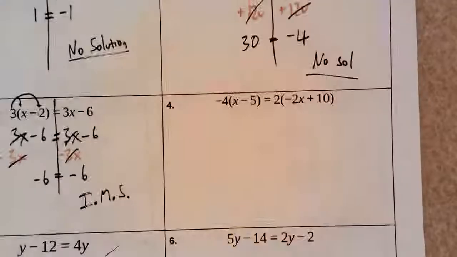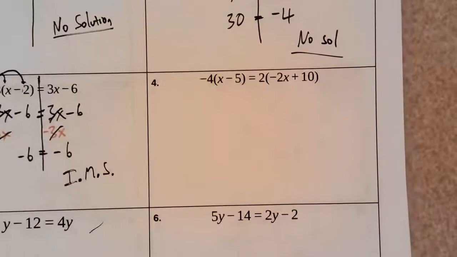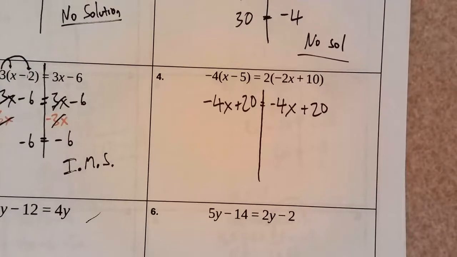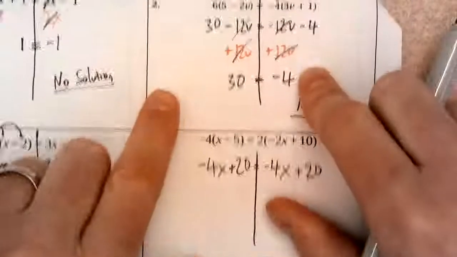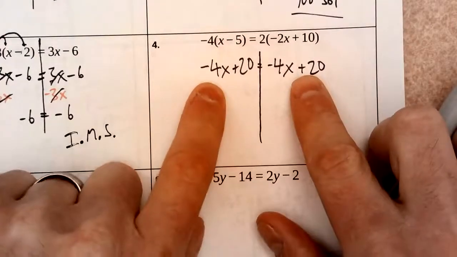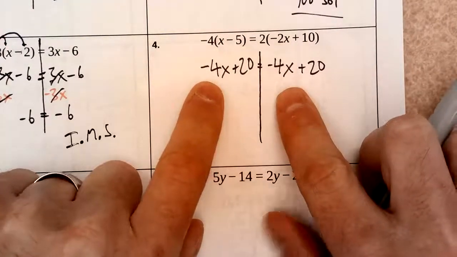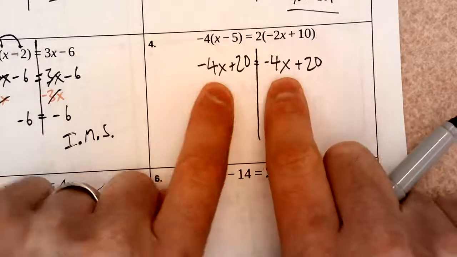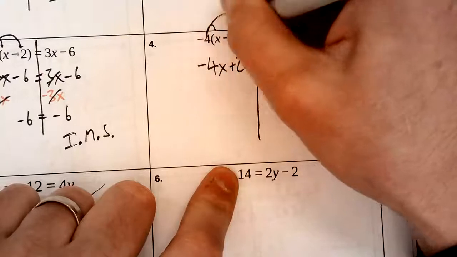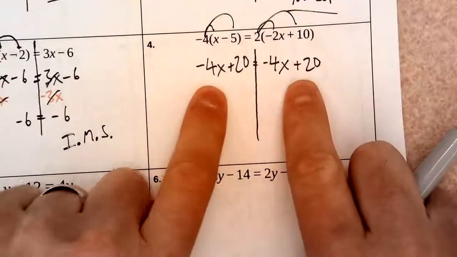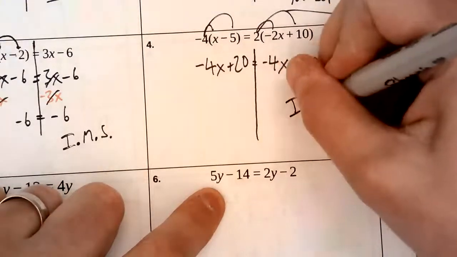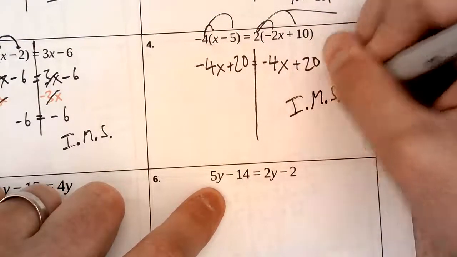Okay, team, try number 4. Before moving on, try it on your own. Good job, guys. After I use the distributive property on both sides, if I'm very careful with my negatives, I will find out that it's exactly the same on both sides. So I already know this must be infinitely many solutions.